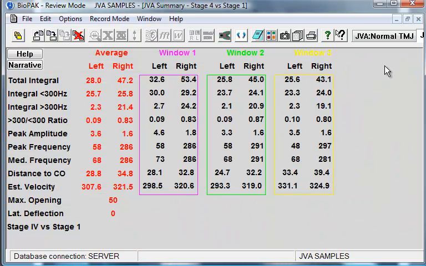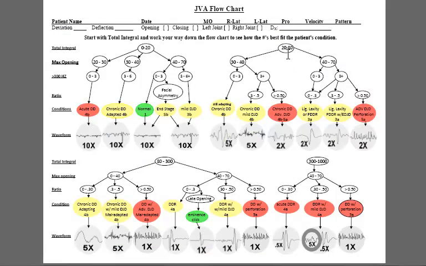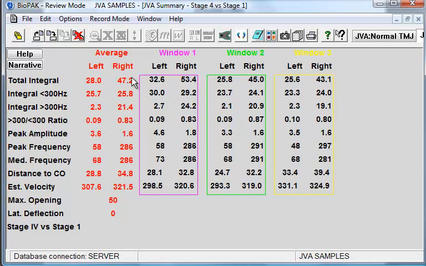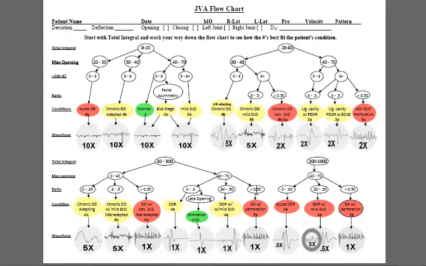Now what we're going to do is take a look at our numbers and run through the flowchart. The total integral for the left joint is 28 newtons per square meter. The total integral for the right joint, or amplitude, is 47.2 newtons per square meter. When we look at our flow chart, what we can see is that both 28 and 47 fit very clearly, very easily, between 20 and 80. The patient's range of motion was 50, so the second question, maximum opening, fits between 40 and 70.